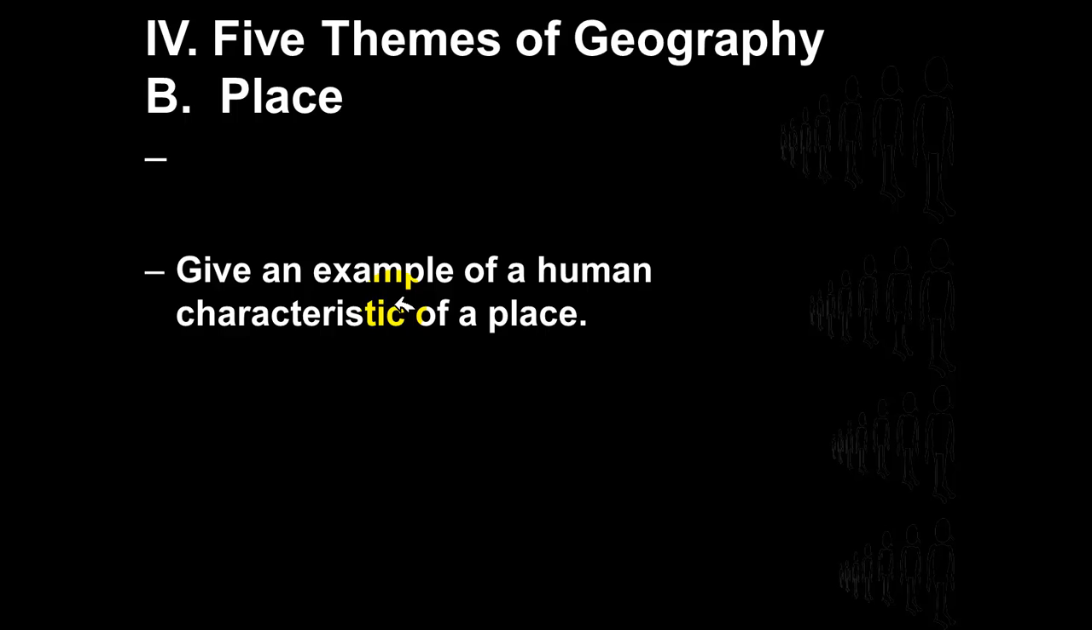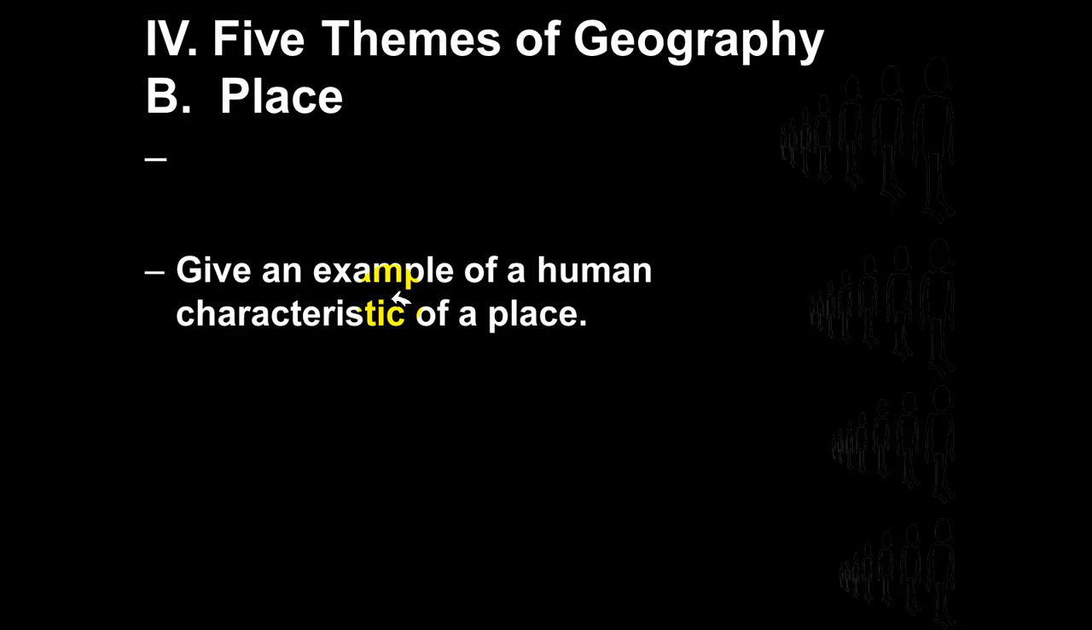Now we'll talk a little bit about the human characteristics of the place. Make sure that you're writing this down. What I want you to write on your paper are the human characteristics of a place. They include the culture, which of course is religion, language, government, and economy. Once again, they include the culture, which are the religion, language, government, and economy.